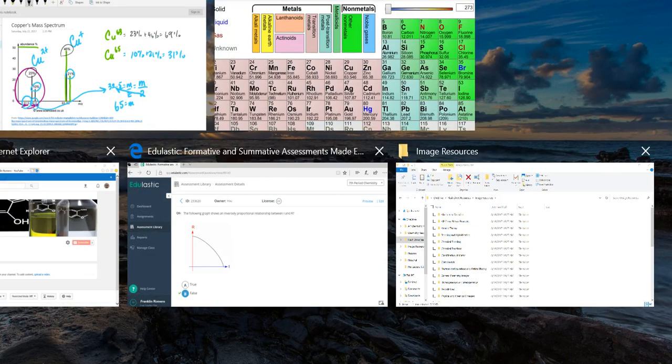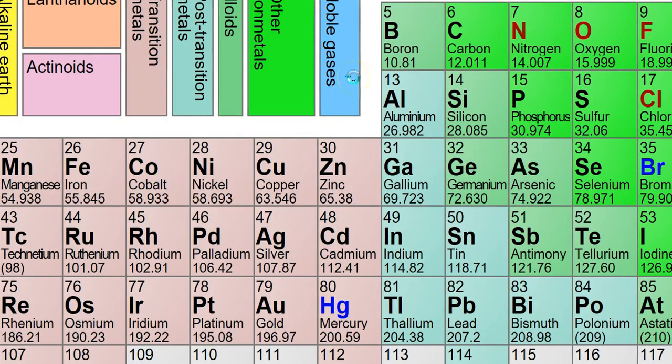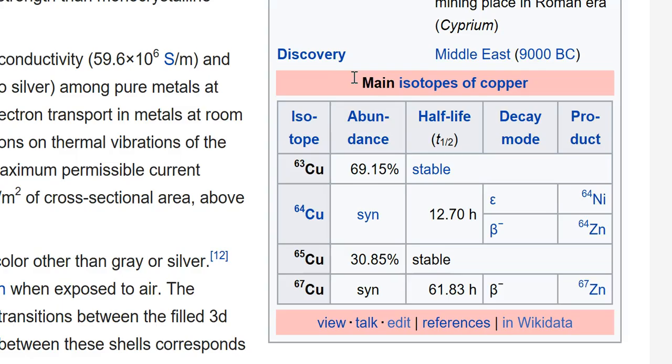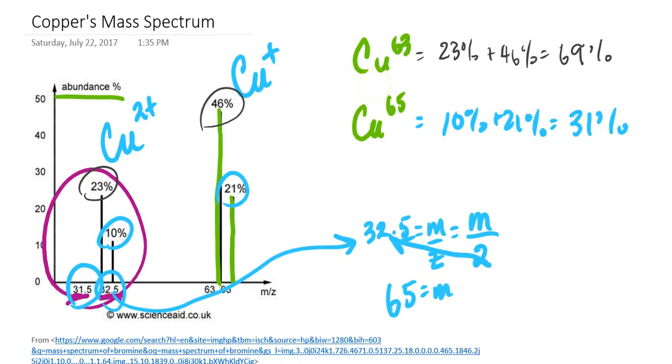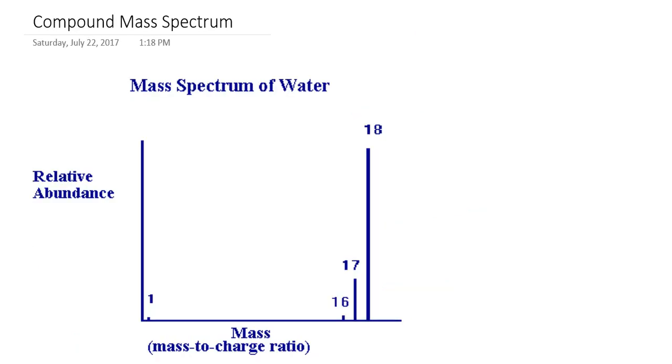And if I consult tables of copper isotopes, we see that indeed copper 63's abundance should be 69%, but copper 65 should have an abundance of about 31%, as we concluded when we examined the mass spectra data that we've seen on this slide. One last thing that I will show you is how mass spectrometry can be used to identify compounds.